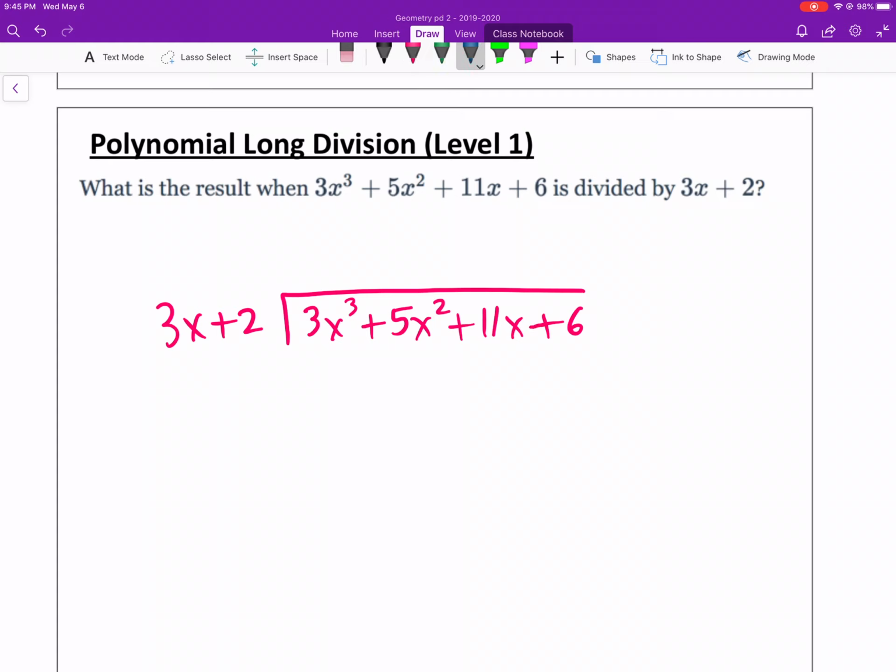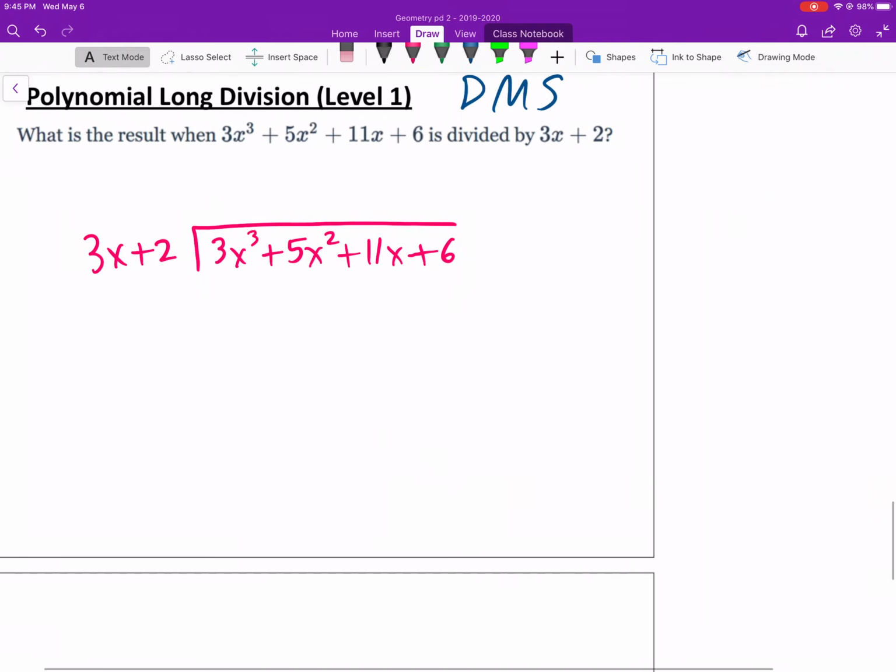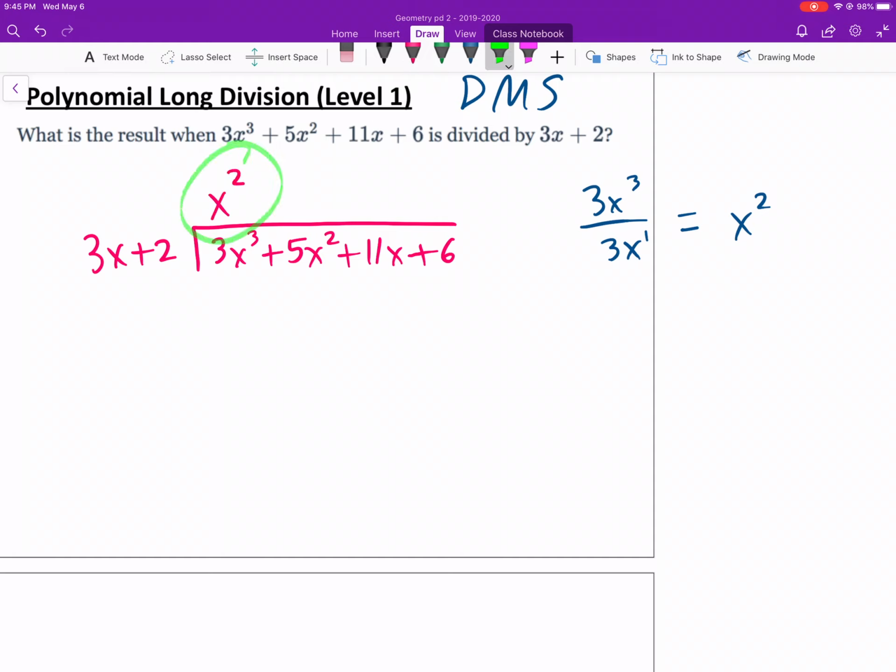And remember the three letters that we're going with. DMS: divide, multiply, subtract. When we divide, we take the first terms, 3x cubed, divided by the first term, 3x. Those are just the first terms in each expression. That gives you x squared. After you divide those first terms, whatever you get, you throw that up top. Now you multiply, whatever you got there, multiply by everything that's on the outside. So x squared times 3x is 3x to the third power. x squared times 2 is 2x squared.